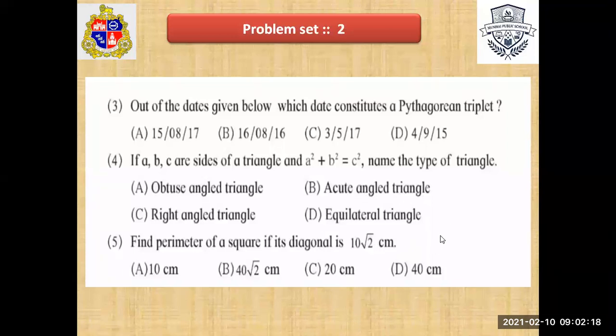So x square is equal to 100. So x is equal to under root 100, and the square root of 100 is 10. So side is equal to 10.